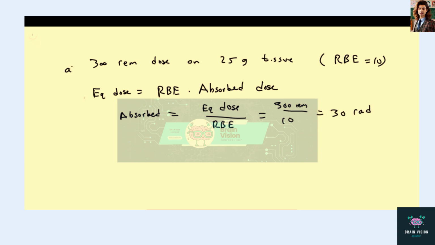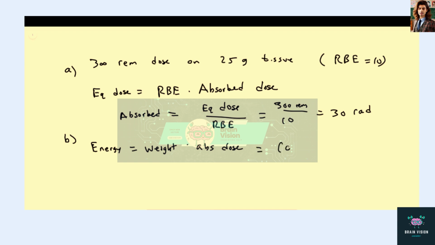This is part A. Now in part B, we want to consider how many joules of energy this person received. So the number of joules this person received, or the energy they received, is equal to the weight of the tissue impacted, which is 25 grams, times the absorbed dose, which we decided was 30 rads in part A.